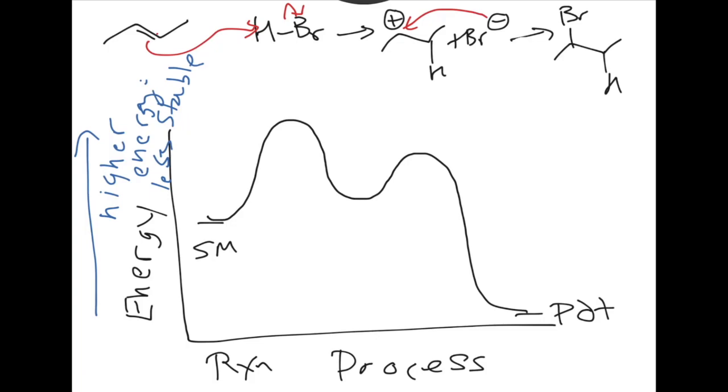So the valley between the two peaks, this is an intermediate. Right. So it's not a product, but it sits in a valley, so it hangs out for a while. In this reaction, our intermediate is that positively charged carbon. We can observe it, but we can't actually isolate it.